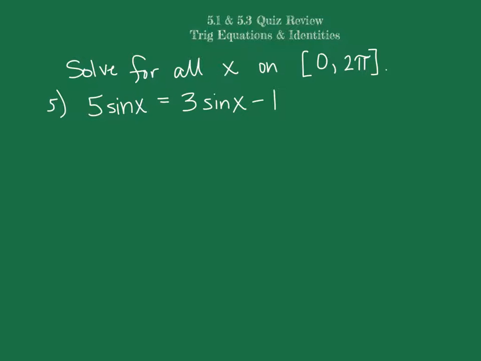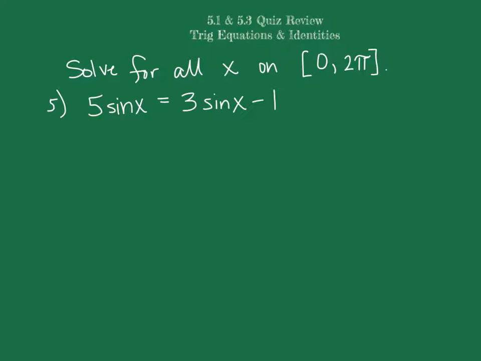Okay, these last two problems of your review are from 5.3, the more recent stuff we did. And I'm just going to be asking you to solve on the interval 0 to 2 pi, both closed brackets. So if 0 is a solution, so would 2 pi be, right? They're the same spot on the unit circle.